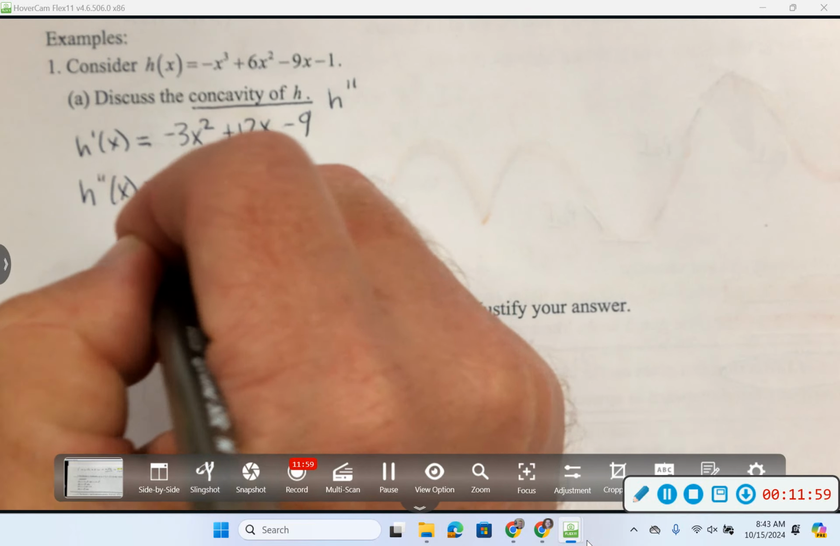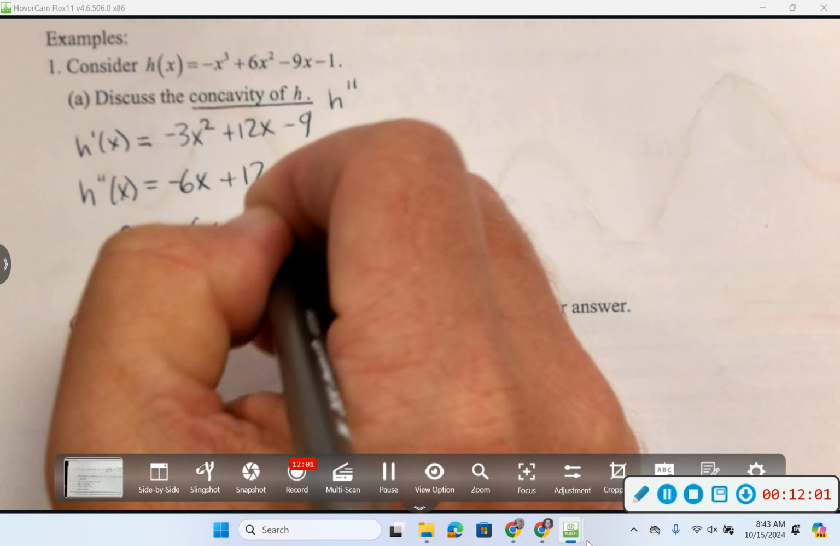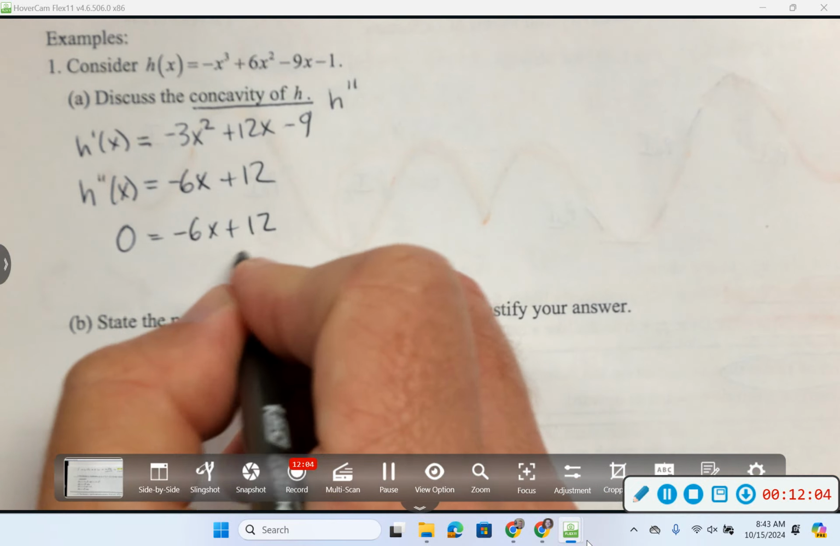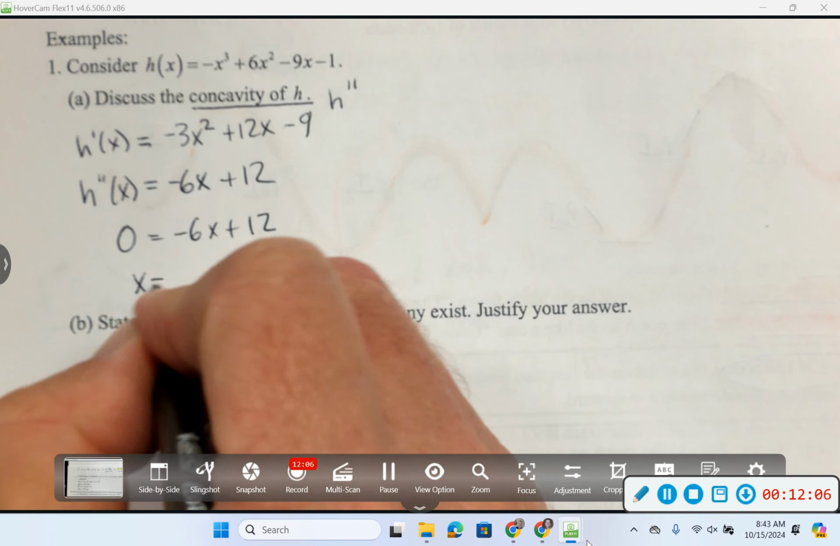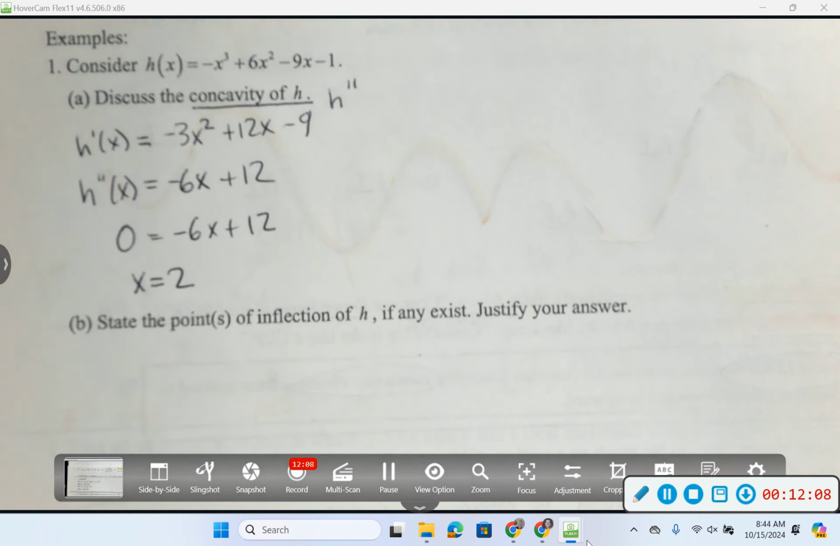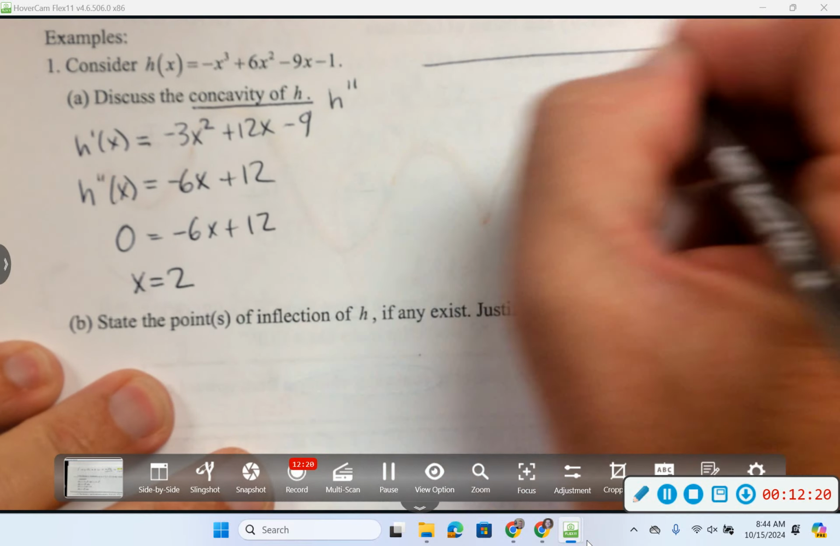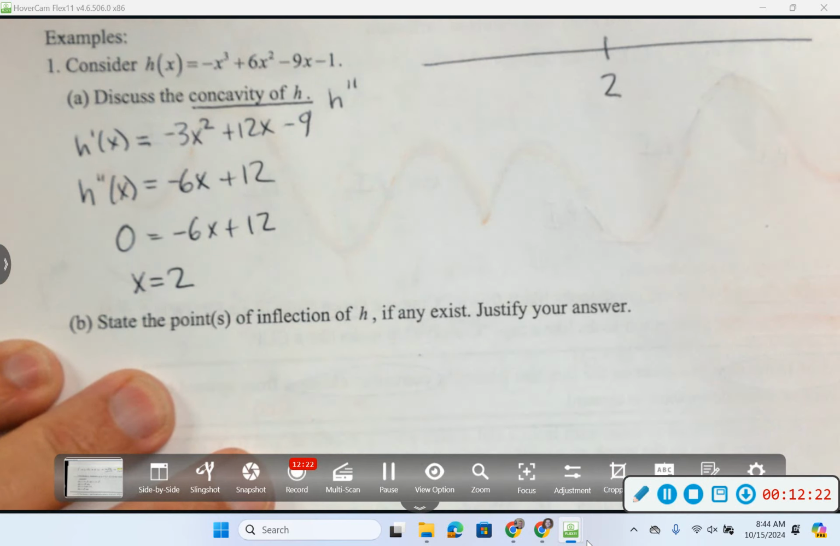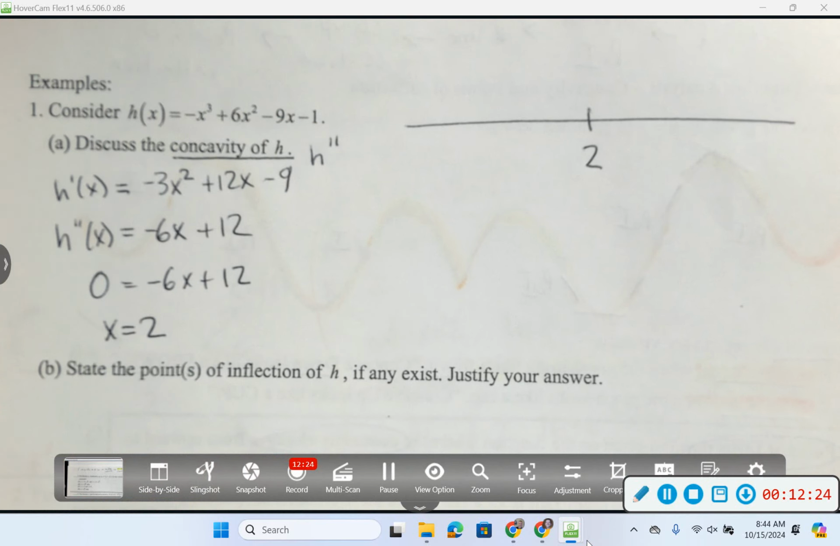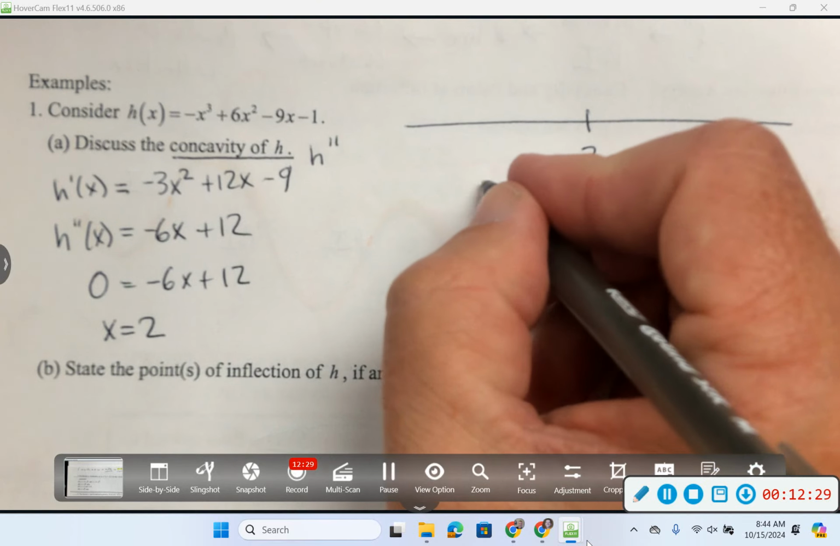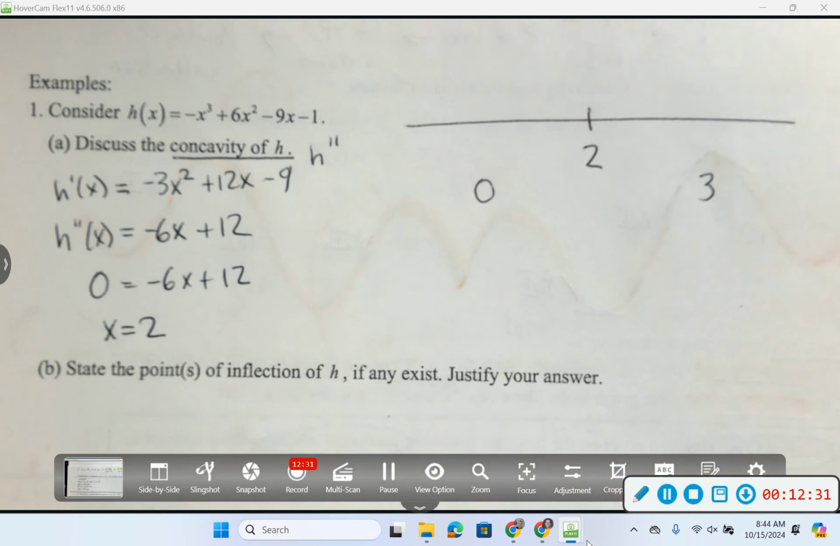Let's set that equal to 0. So subtract the 12, divide by negative 6. X equals 2. Again, that doesn't have a name. It's sort of the equivalent of critical points, but it's not a name. It's the potential point of inflection. Let's put that on our number line. Let's pick something less than 2 and greater than 2.